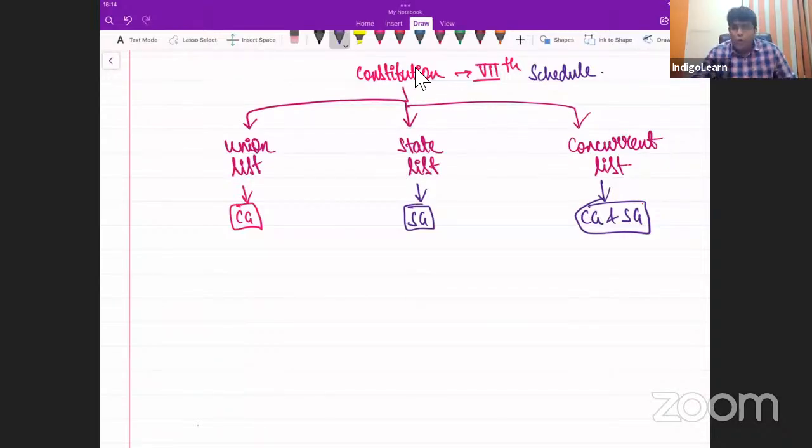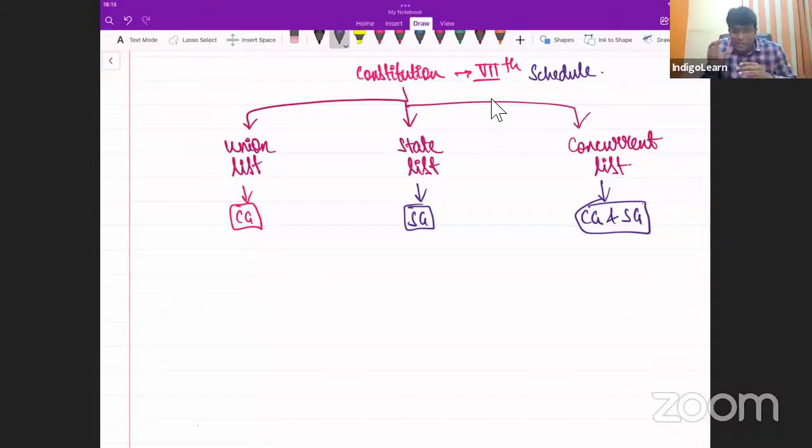State list contained those items of taxes on which power is there exclusively with state government, whereas concurrent list contains those items of taxes where power is there with central government and state government together. Now, one point to be noted that prior to GST law, there were some taxes which were levied by central government and some taxes which were levied by state government, but there was never and ever a tax in India which was levied by central and state together.